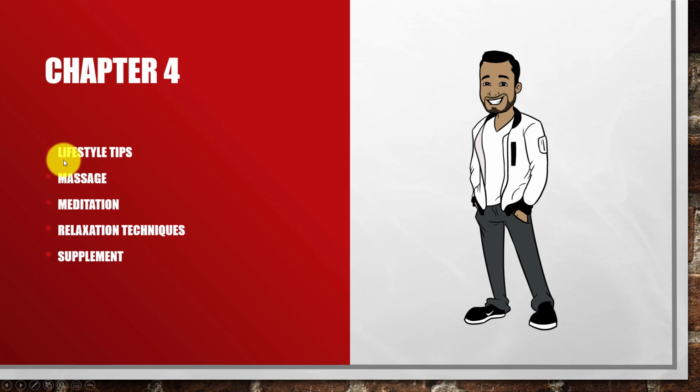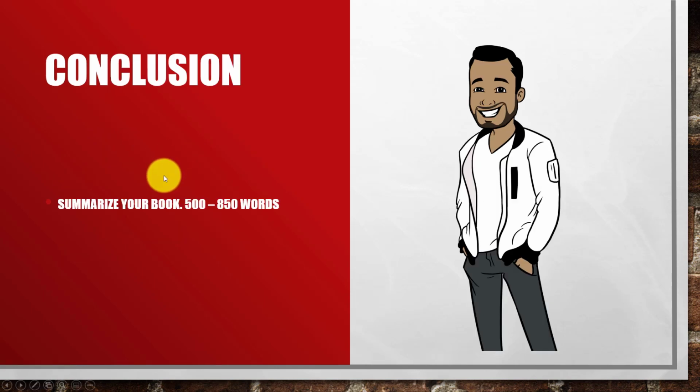And chapter 4, we're going to talk about lifestyle tips, massages, meditation, relaxation techniques, and supplements they can use. This is more of a holistic approach and helps with the paleo diet. The conclusion, we're going to summarize your book within 500 to 850 words in length.